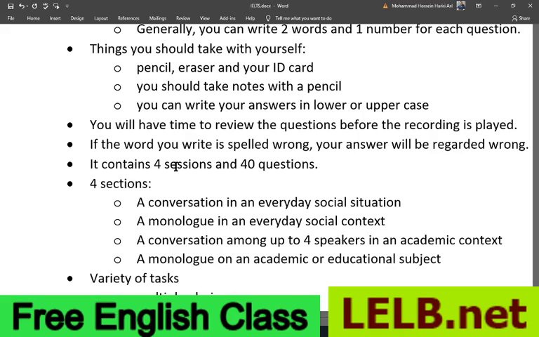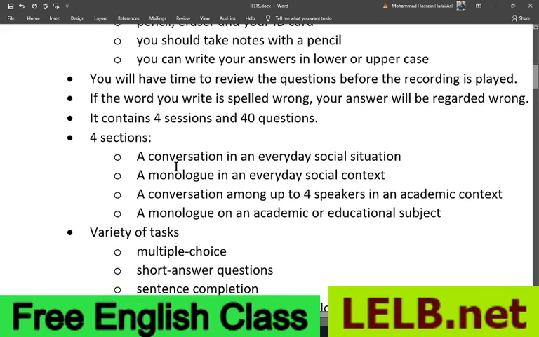So you need to just pay attention to your spelling. Also, if, for example, you spell one word incorrectly, your attempt will be in vain or abortive. So what about the different four sections of this section? There are 4 sections and 40 questions, as mentioned before.